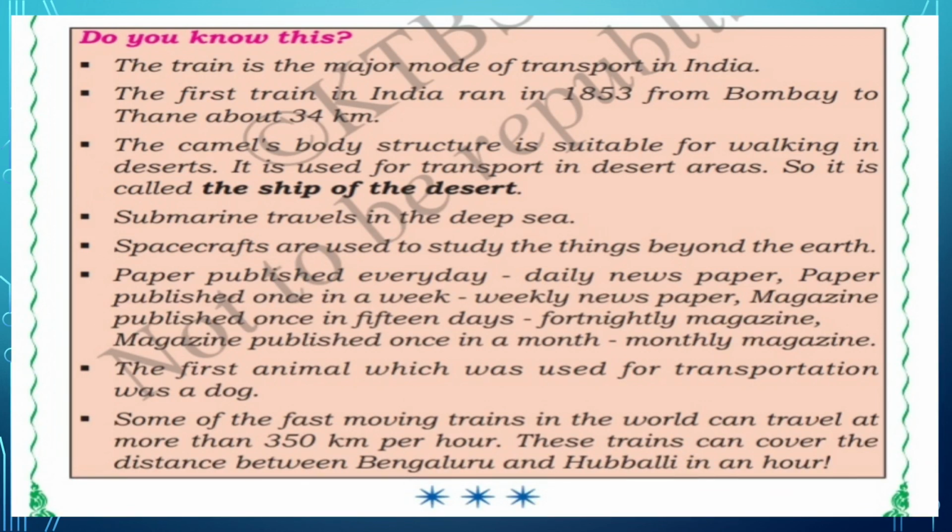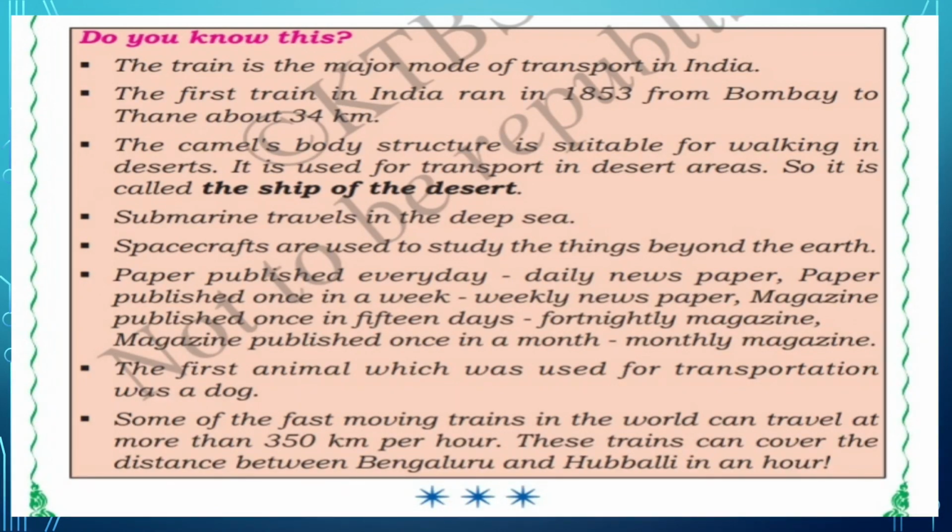Paper published once in a week. If a paper publishes daily, that is a daily newspaper. And if it is published once in a week, like Udyoga Mitra, or any paper which publishes every week, that is called a weekly newspaper. Magazine published once in 15 days, that is a fortnightly magazine.